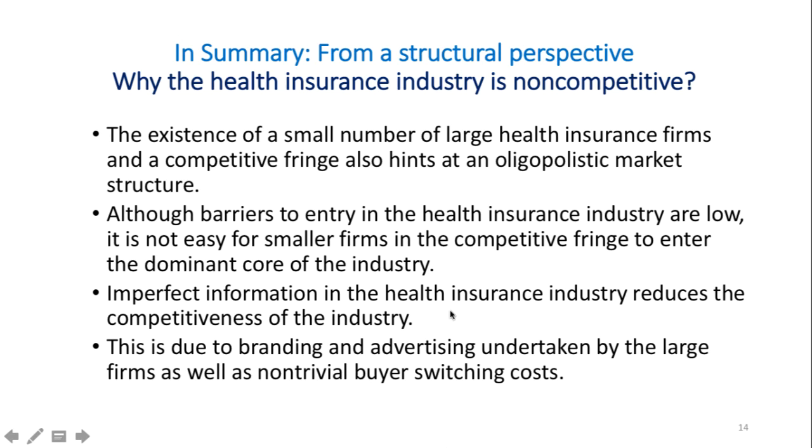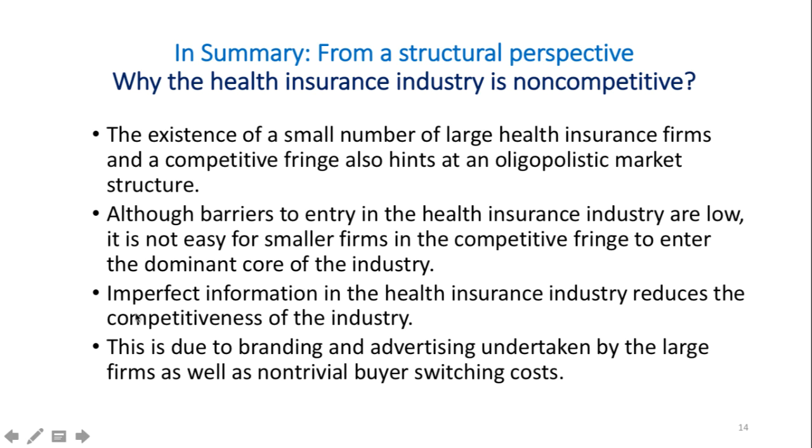In summary, from the structural perspective, based on all those characteristics, why is the health insurance industry non-competitive and has a market power? Because we find that the existence of a small number of large health insurance firms and a competitive fringe hints at an oligopolistic market structure. So we have a small number of insurance companies with a large market share, right? Then we find that although barriers to entry in the health insurance industry are low based on the scale economies, it is not easy for the smaller firms in the competitive fringe to gain a dominant share of the industry.